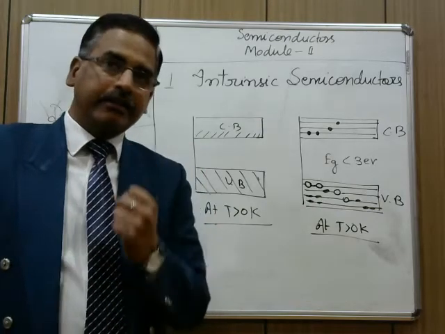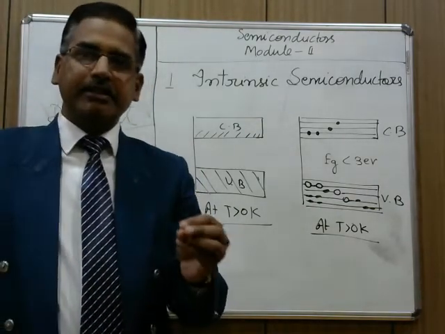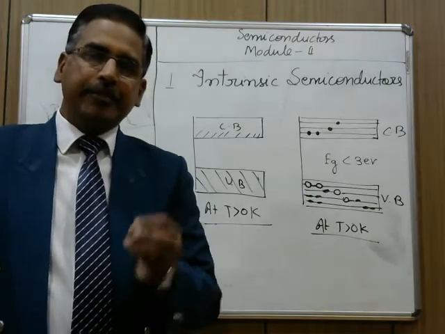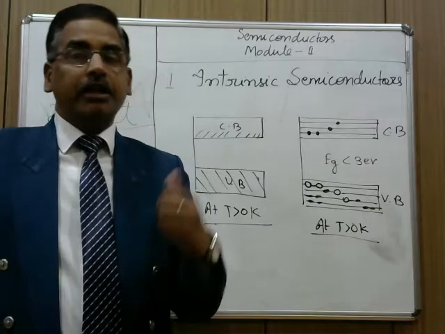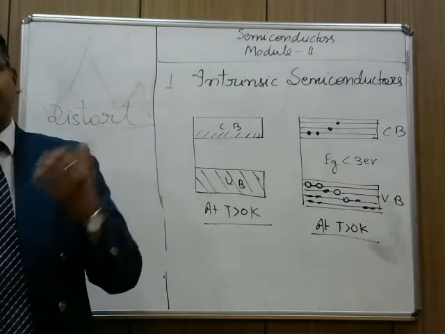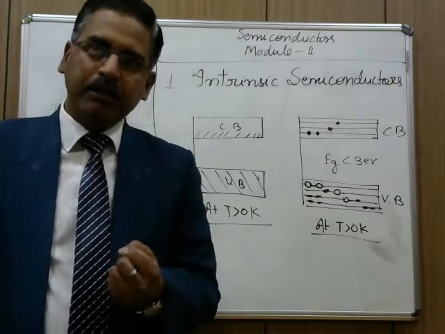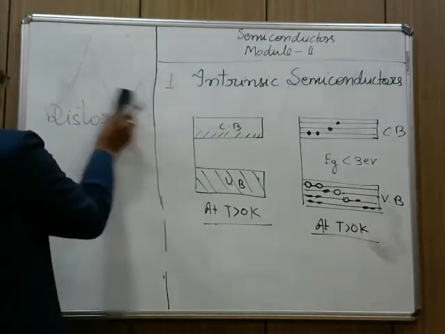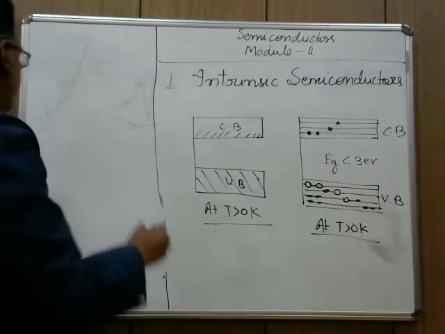Now, second thing, what is the doping process? The doping process is the process of mixing impurity atoms into the pure semiconductor. Third thing, what are the ways in which we can do it? What are the methods to dope a pure semiconductor? Now there are three methods.